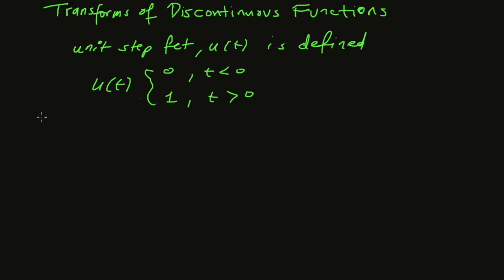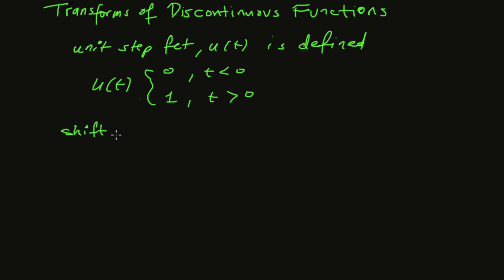So you notice that it's not defined at t equals 0. We do not specify a value for u of t at t equals 0. That's one thing to notice. Which means that, because we are interested in representing these functions with a shift, if there is a shift of the argument of u of t, this jump can also be moved to a different location.